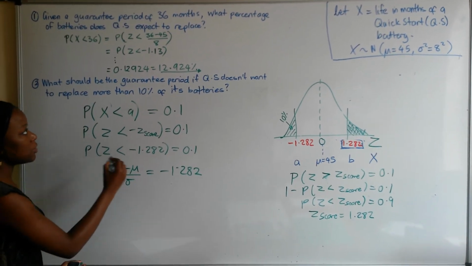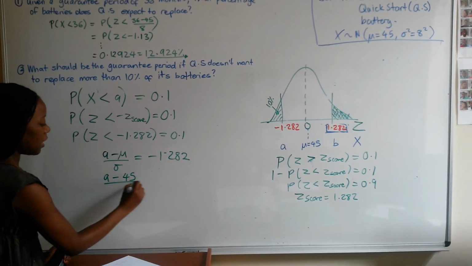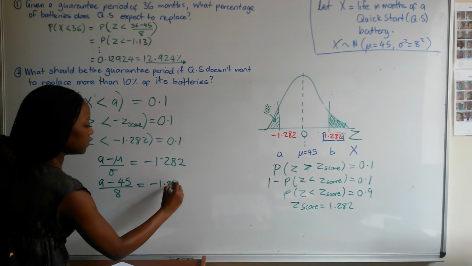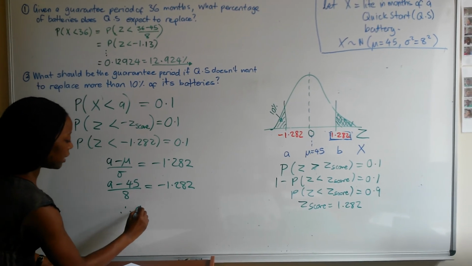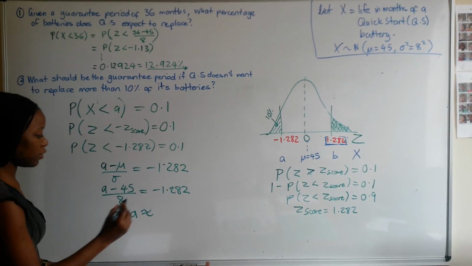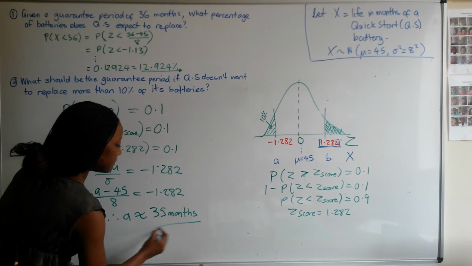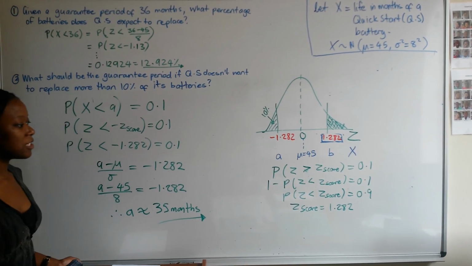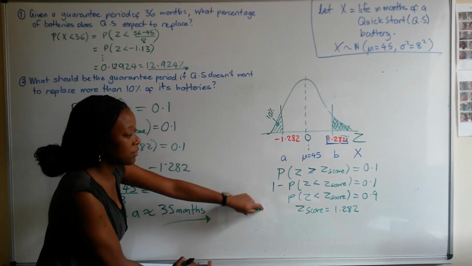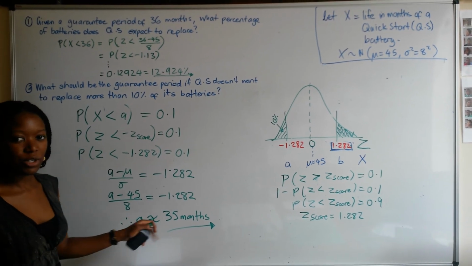Okay, so now we substitute what we know. We know that the mean is 45 from the question. We know that the standard deviation is 8. If you solve for A, you get that A is 34.744, which rounds off to 35 months. And that's our solution. So you had to do it in two parts. You had to do it on the side to find the negative Z score. Once you had that, you could plug in your negative Z score and then get your correct number of months.